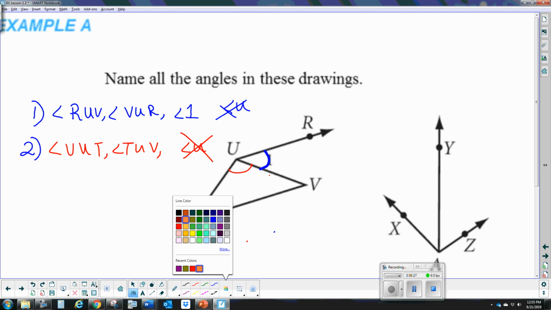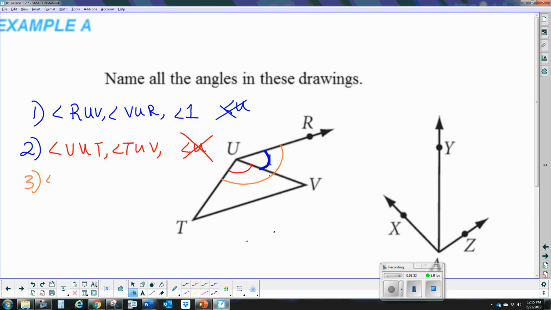Looking at another angle, let's look at that big angle right there. I could name it angle TUR. I could name it angle RUT. But I cannot name it angle U. Again, because there are 3 angles that meet at vertex U.